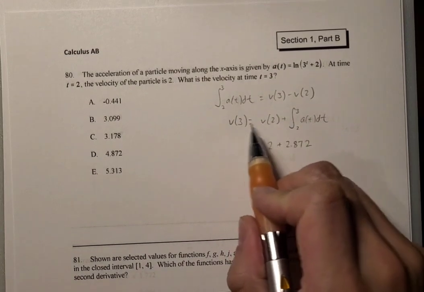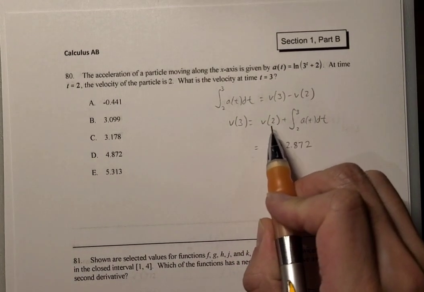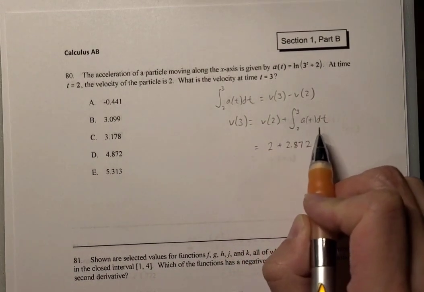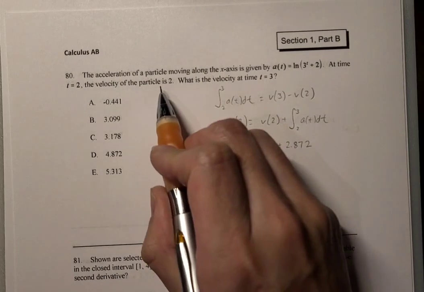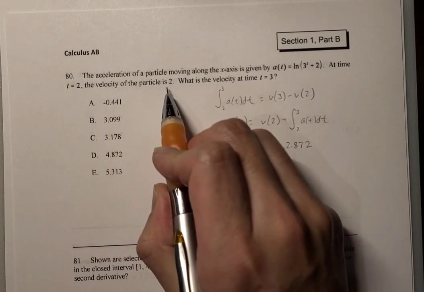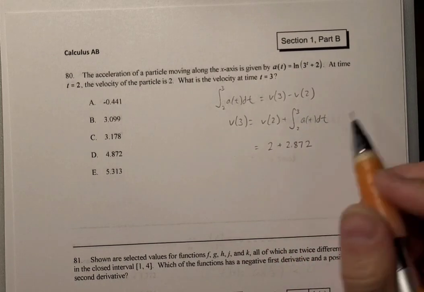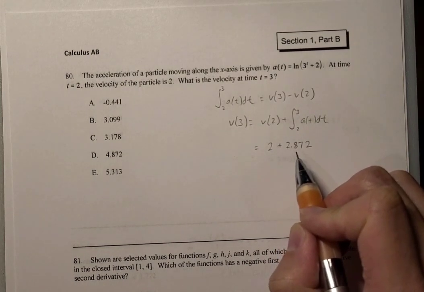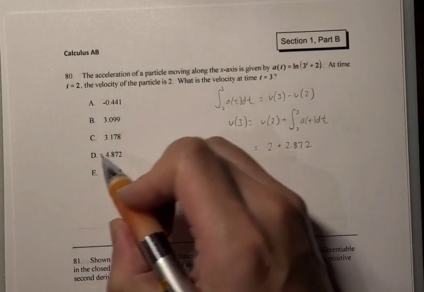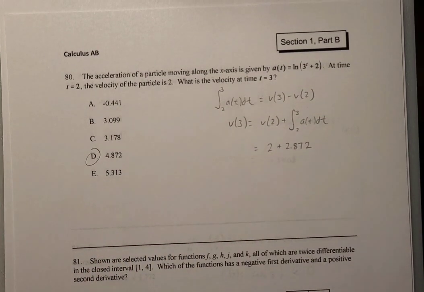Okay, so v of 3 is, just rearranging terms, v of 2 plus the integral from 2 to 3 of a of t dt. But they give us v of 2, right? It's 2. This you can put into your calculator. It's a definite integral, so your calculator can find it. That's 2.872. So the answer is 4.872, which is D.